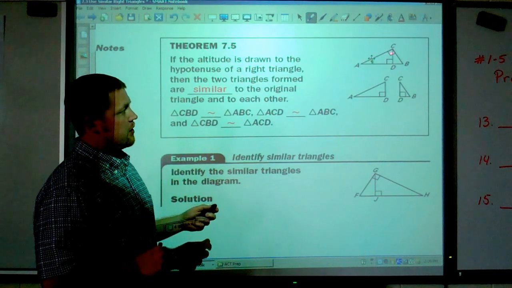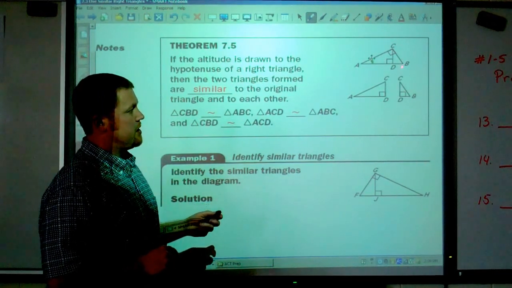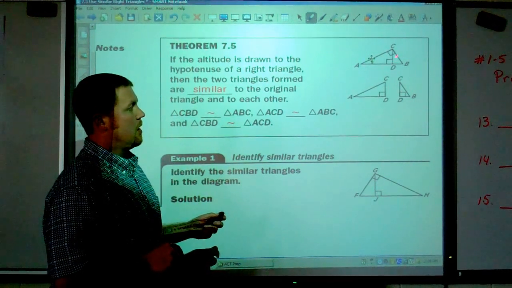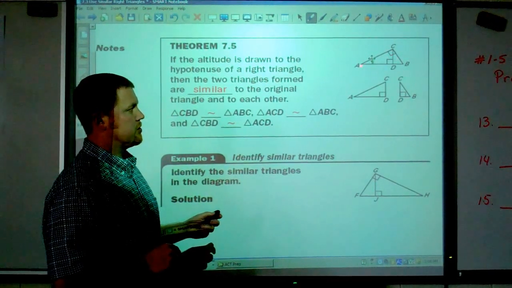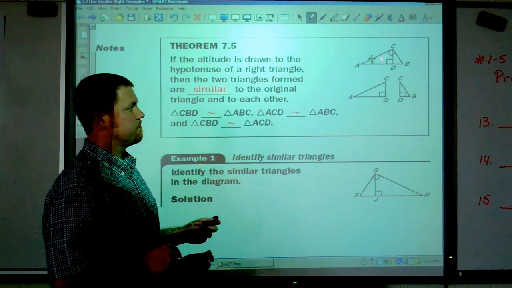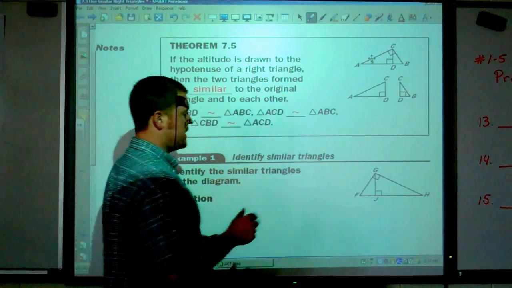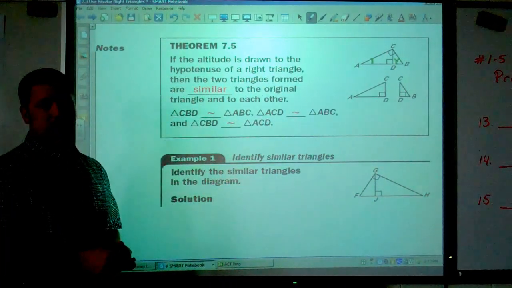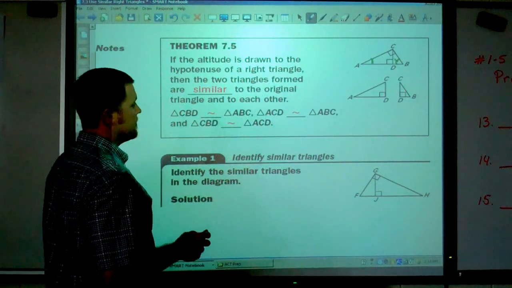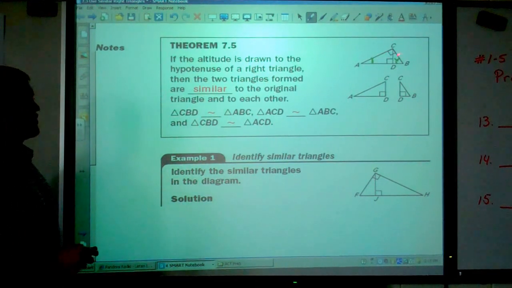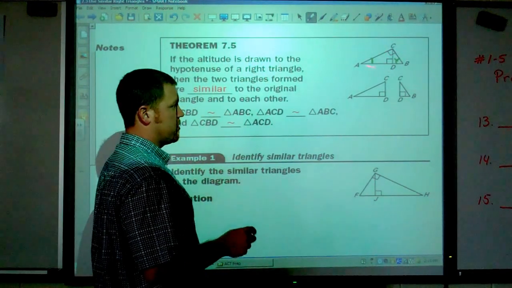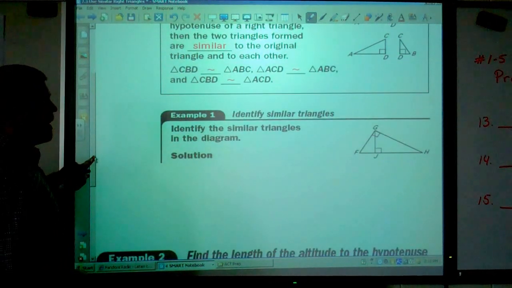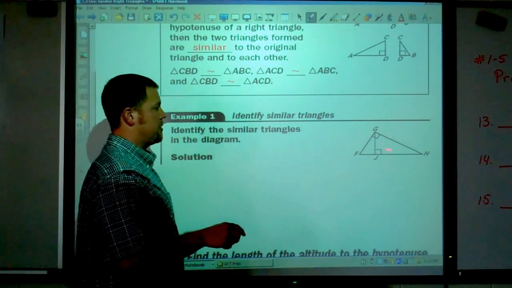And then the third triangle, CDB, again, it has a right angle at angle D, so it is similar to the original one, ABC, and they share angle B. So again, those two triangles are similar by angle-angle, and if both triangles are similar to the original one, then they're similar to each other as well. And we'll look at that in this example here.